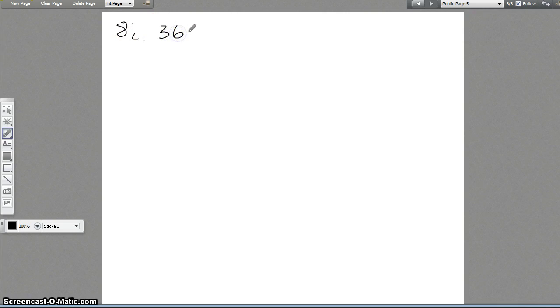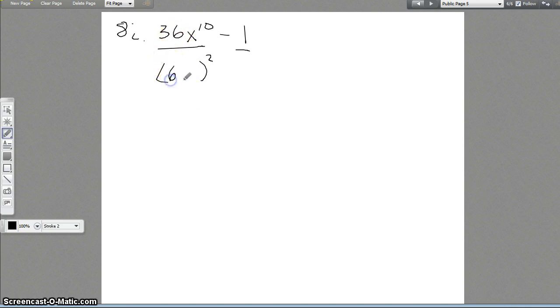So for part I, we have 36x to the 10th minus 1. Well, this first term can be written as a square, and the last term can be written as a square. So that would mean we have the difference of two squares. How do we write 36x to the 10th as a square? Well, I'm going to write the parentheses with the square. What do we have to square to get 36?